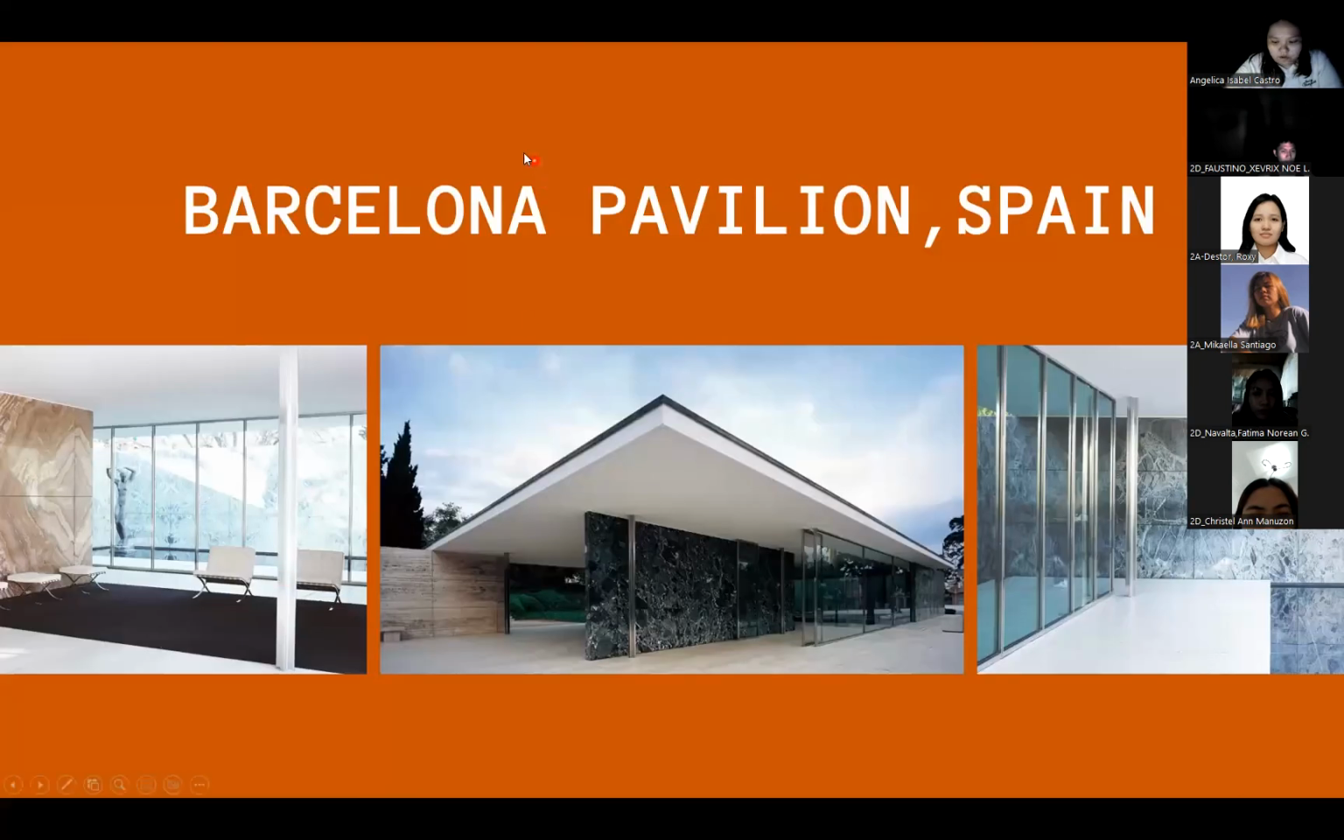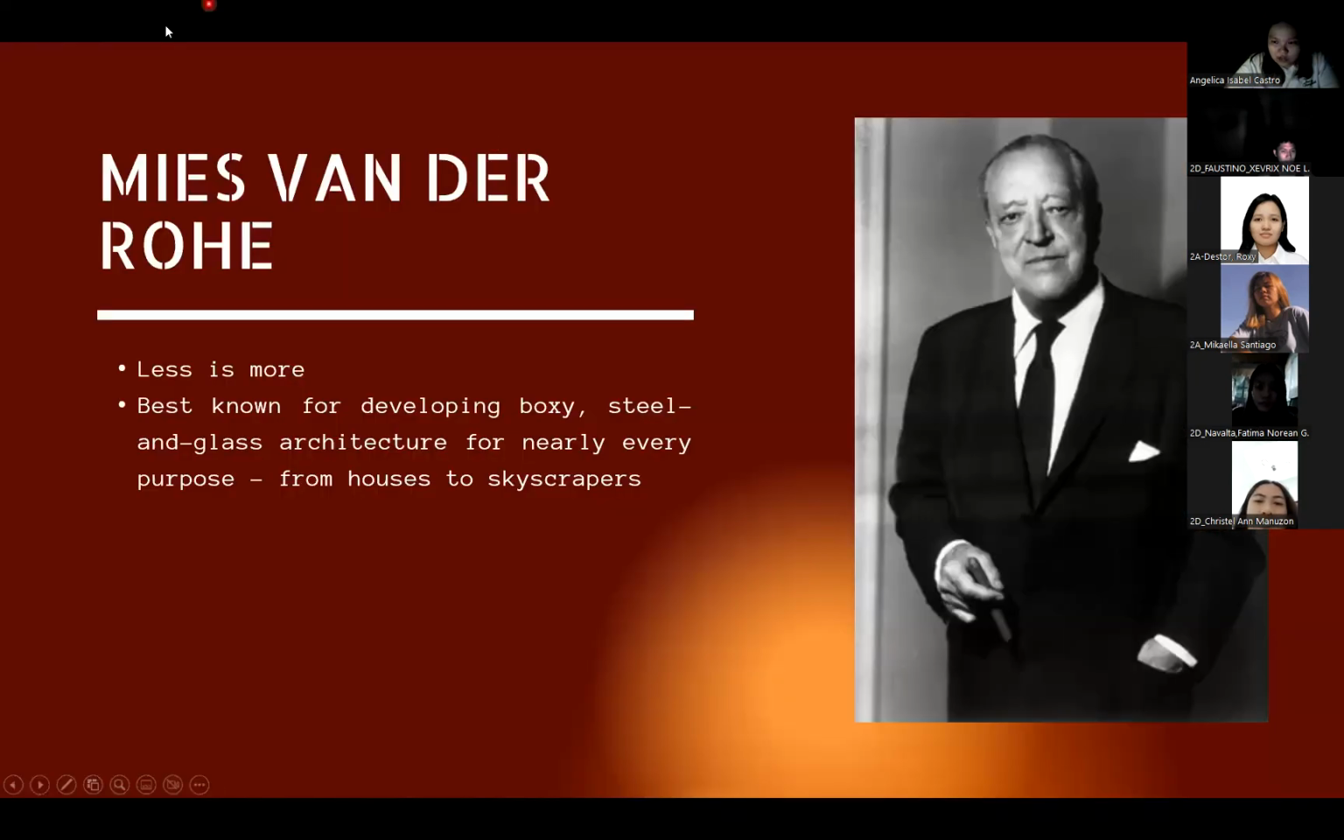Another of my favorite architects, a very controversial guy. Supposedly he was the lover of an owner of the Farnsworth House. Sorry, I said too much. So this is Ludwig Mies van der Rohe. He believed that less is more. He is best known for developing boxy, steel and glass architecture for nearly every purpose. So all of Van der Rohe's buildings are just glass and steel. Very simple, less is more. Not less is a bore, less is more is his.